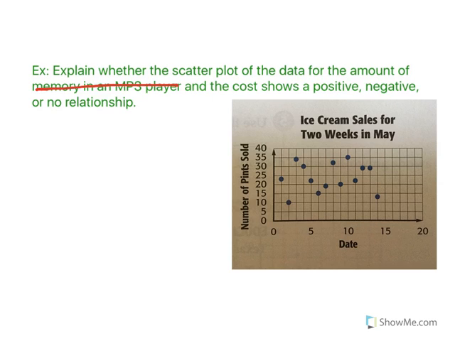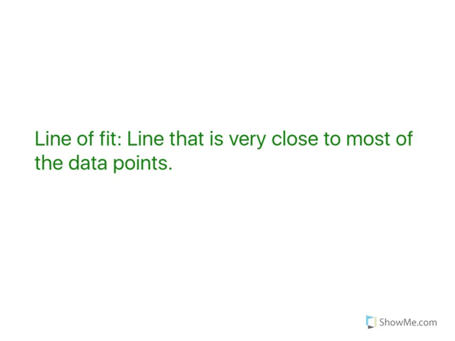I'm going to draw the shape of the graph here. As you can see, it's tough to draw that circle, and nothing's increasing, nothing's decreasing. So we can say right away that there's no relationship. The amount of pints sold is not dependent on the date of when it was sold in May. So we have first discovered the relationships between the graphs. Now we're going to move into line of fit.